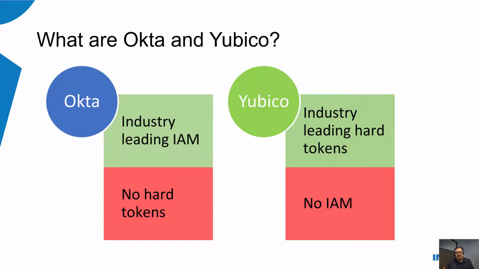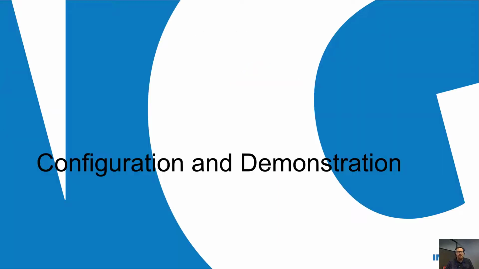Yubico, on the other hand, as I said, is industry-leading hard tokens, but they are just the token. They don't have their own native IAM solution. They need someone else to operate the IAM side of things. And that is where Okta and Yubico come together to create the solution that I'm going to configure and demonstrate for you.